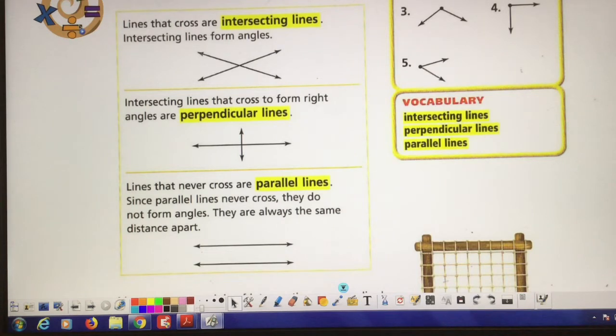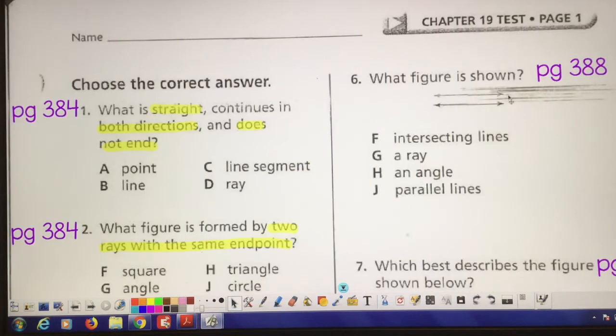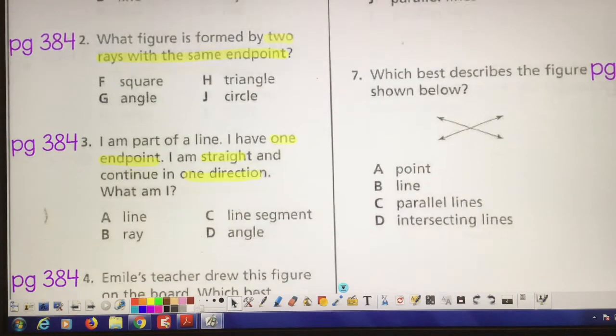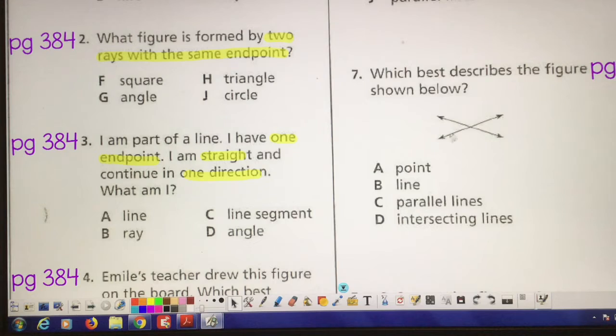And then for number 7, we're going to come back to the same page here because we have a figure. It looks like it's got two lines here, right? But is it a point, a line, parallel lines, or intersecting lines? Once again, I'm going to go to page 388 to find that answer.